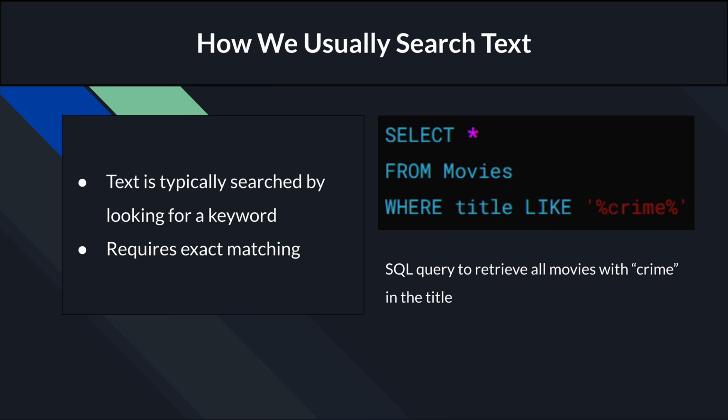To understand the problem, it helps to first look at how text is usually searched in relational databases. In a typical SQL database, searching text is done using exact keyword matching. This means that the database looks for entries where the query word appears in the text. If the word isn't there, the row simply won't be returned. This works well for structured data like numbers or categories, but it becomes very fragile when dealing with natural language.